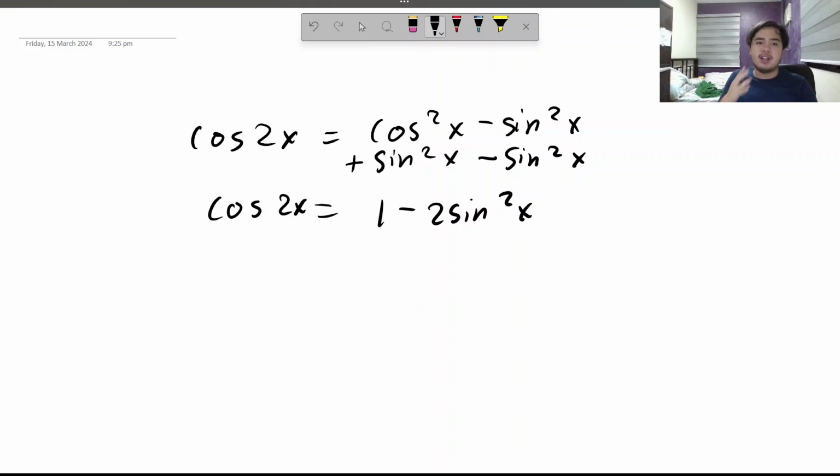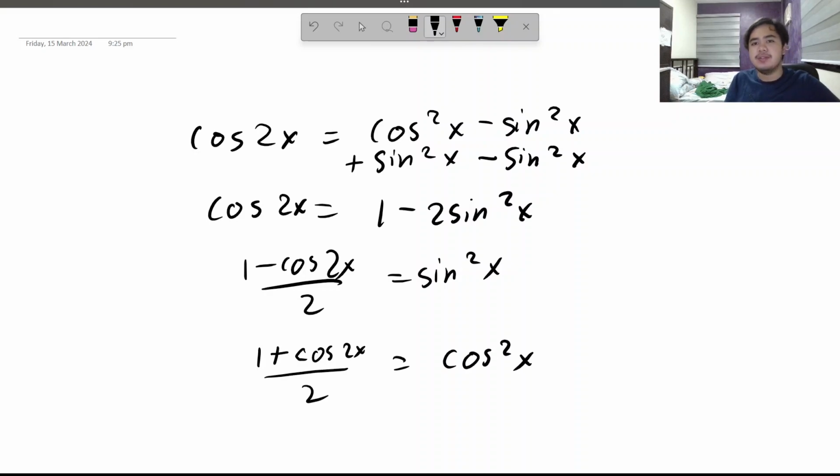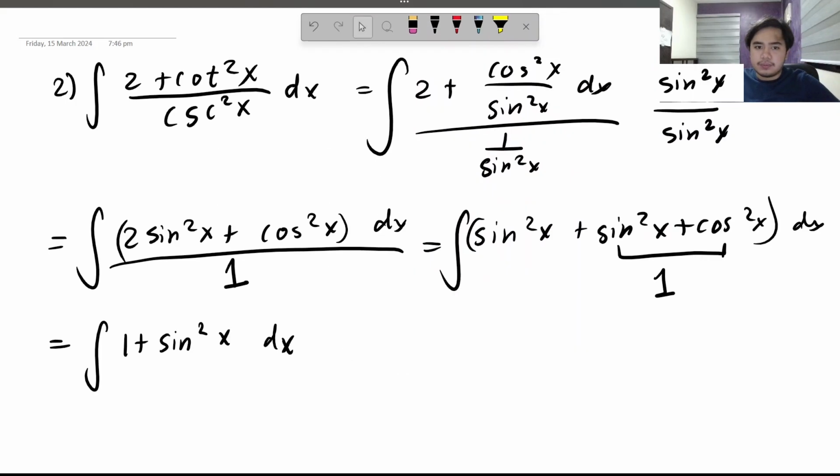That is one of the trigonometric identities for the double angle identity of cosine. So now we can isolate sine squared x here. Let's put 1 minus cosine 2x over 2. That is equal to sine squared x, if you isolate sine squared x here. Alternatively, you can also get 1 plus cosine 2x over 2 as cosine squared x. How neat. We're going to be using this, but keep also this in mind for later and for other applications.